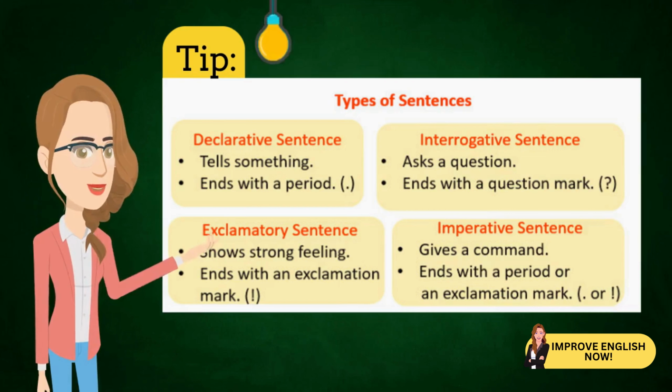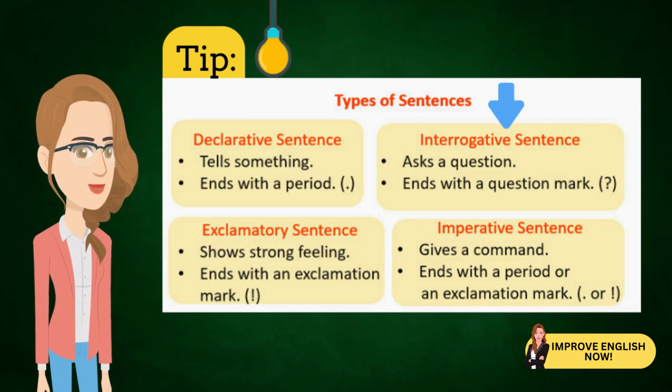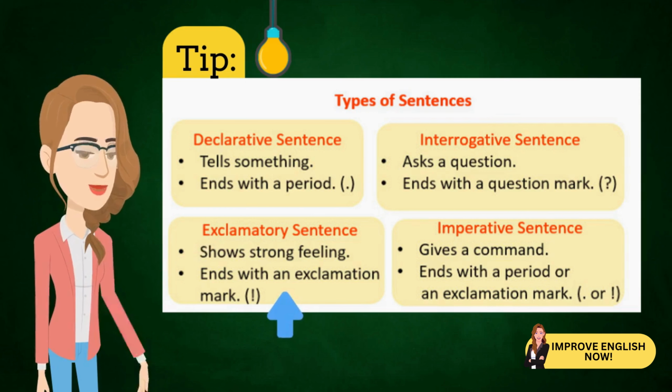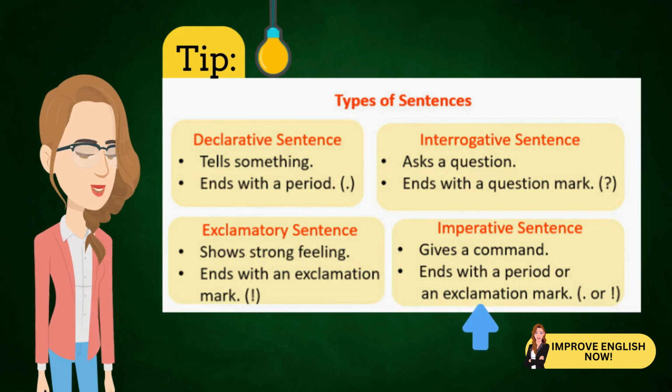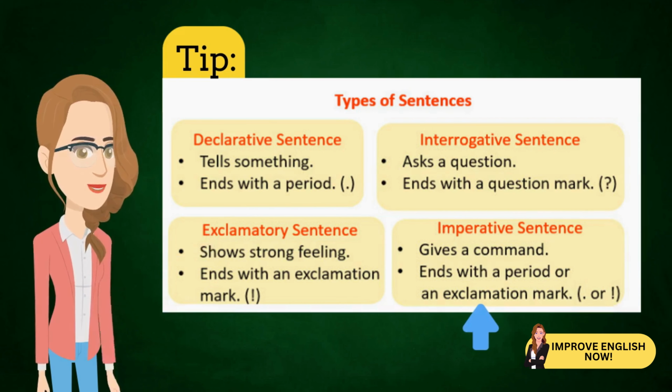There are 4 types of sentences. First, declarative. These are plain statements used to tell something. Second, interrogative, used for asking a question. Next, exclamatory sentences show strong emotions. And lastly, imperative sentences, these show authority or command.